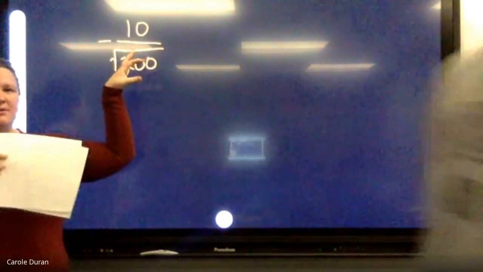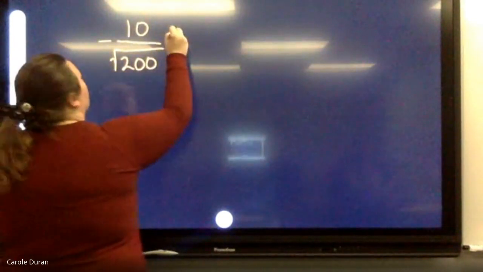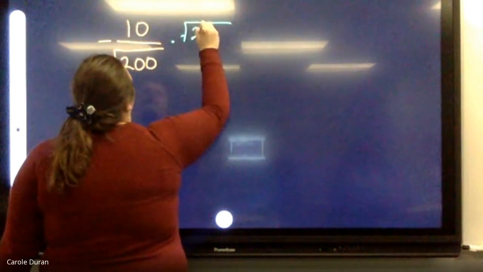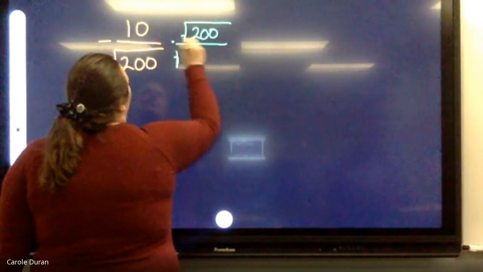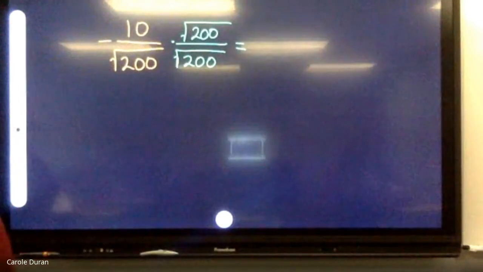Are we all ready? I have the negative 10 over the square root of 200. So what's the first thing I'm going to do to simplify this? Okay, so multiply the square root of 200 into both the numerator and the denominator. So when I do that, I get the square root of 200 on top and the square root of 200 on the bottom. I multiply straight across.